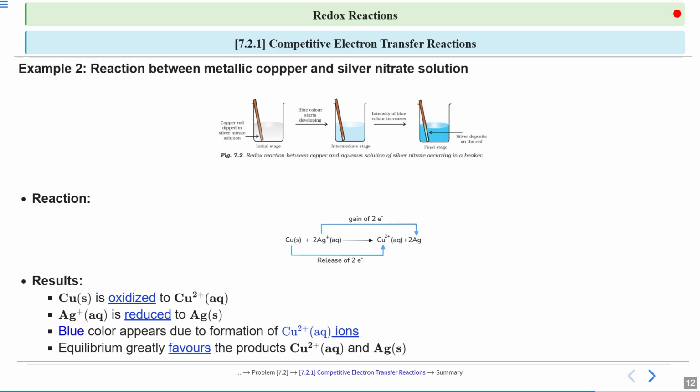So from examples 1 and 2, we have concluded that there are some elements which get oxidized and reduced with respect to another element which is present with them. Like in the previous example, there was copper nitrate solution and a rod of zinc, in which the zinc was oxidized, while in this example there is a copper rod dipped in silver nitrate solution, in which the copper is oxidized.